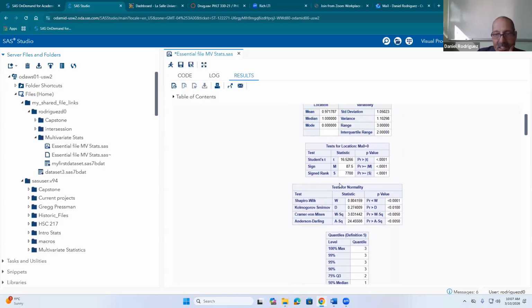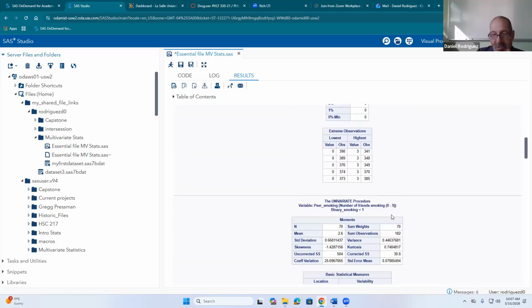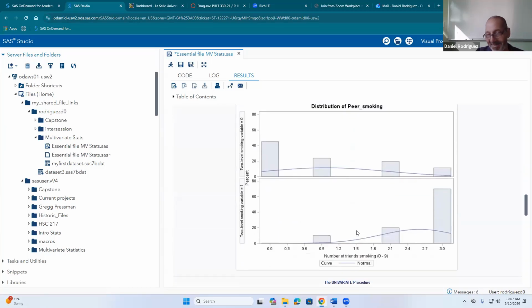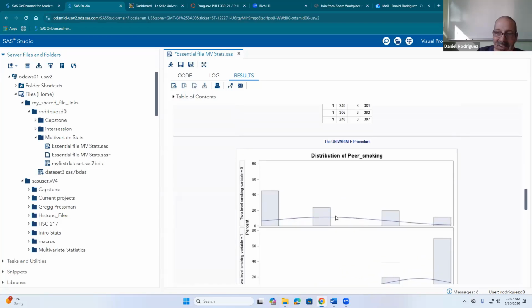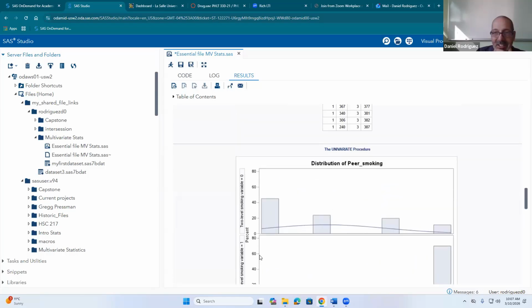Here's our normality test. So we reject the assumption of normality in all these cases, right? P-values are pretty small. Again, of course, you can look at the data. You'll see what they look like, because this is just the number of peers smoking. So you have these masses where the individuals are.